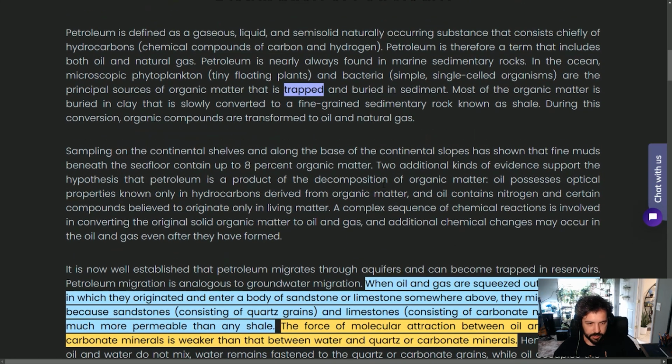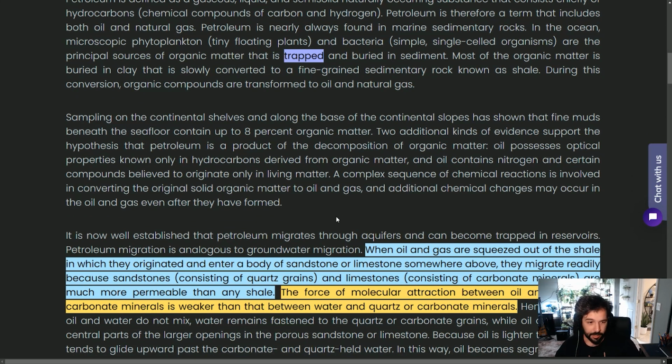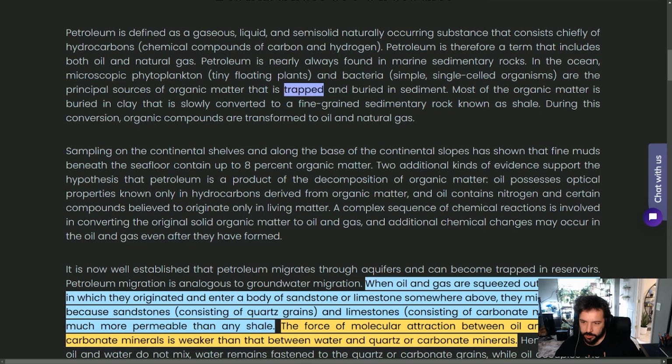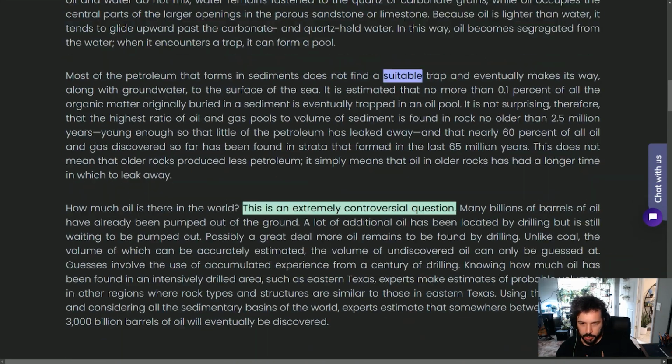A complex sequence of chemical reactions is involved in converting the original solid organic matter to oil and gas. And additional chemical changes may occur in the oil and gas even after they have formed. So we know a few things to summarize. Well, there is petroleum, let's say, found in the organic matter. I mean, obviously that's not the most accurate way of saying it, but we are not doing a science test. It's just the English content that we care about. And then there are 2 reasons why we believe that. And some chemical reactions may or may not occur after that.